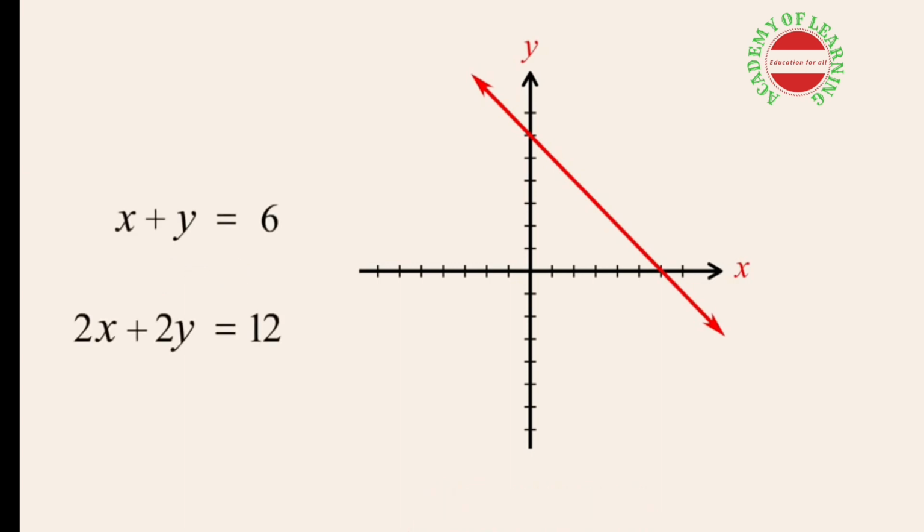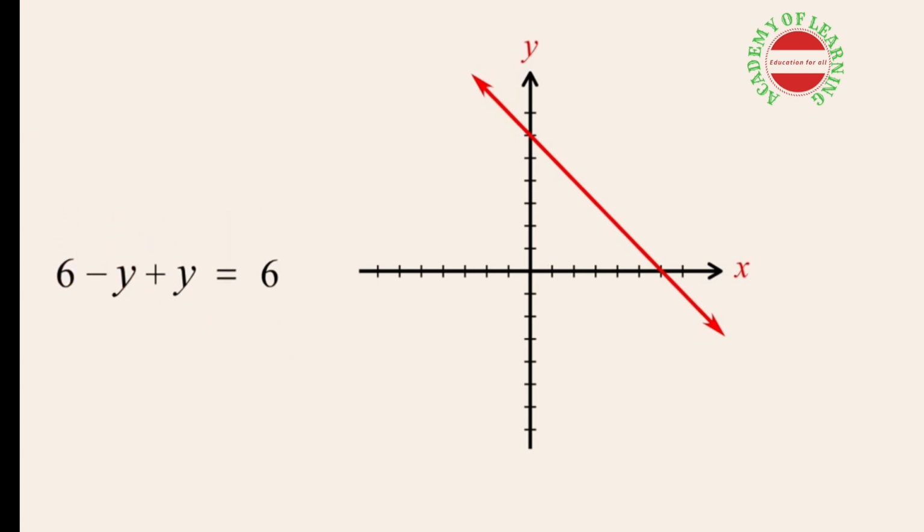Solving this system by the substitution method will also produce a statement of equality between two equal numbers. We first solve the bottom equation for x by multiplying both sides by 1/2 and then subtracting y from both sides. We can then replace x in the top equation with the result, producing an equation with only the variable y. The two y terms then cancel, leaving us with the statement 6 = 6.